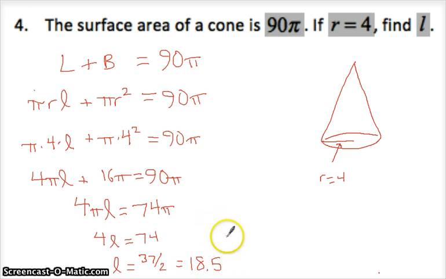That's the whole worksheet, I guess. Okay, see you in class.